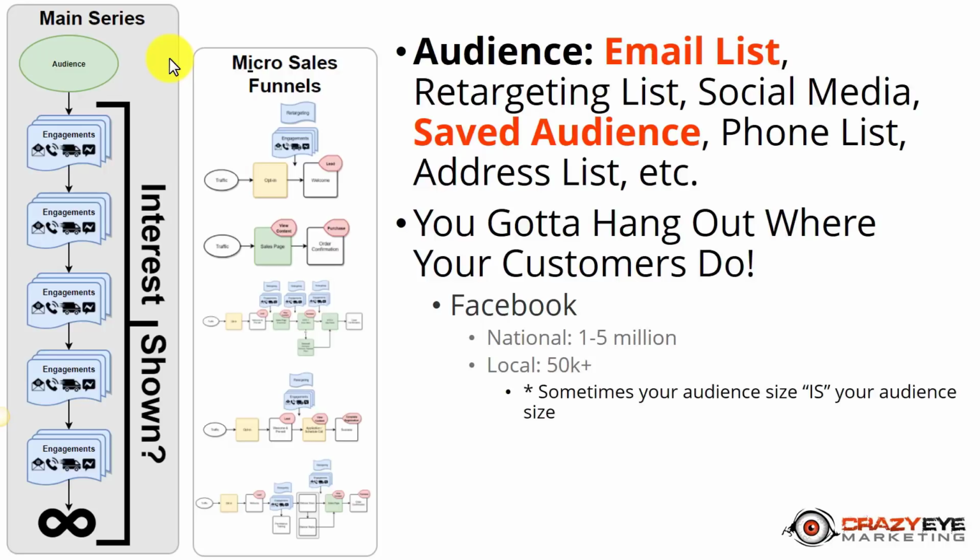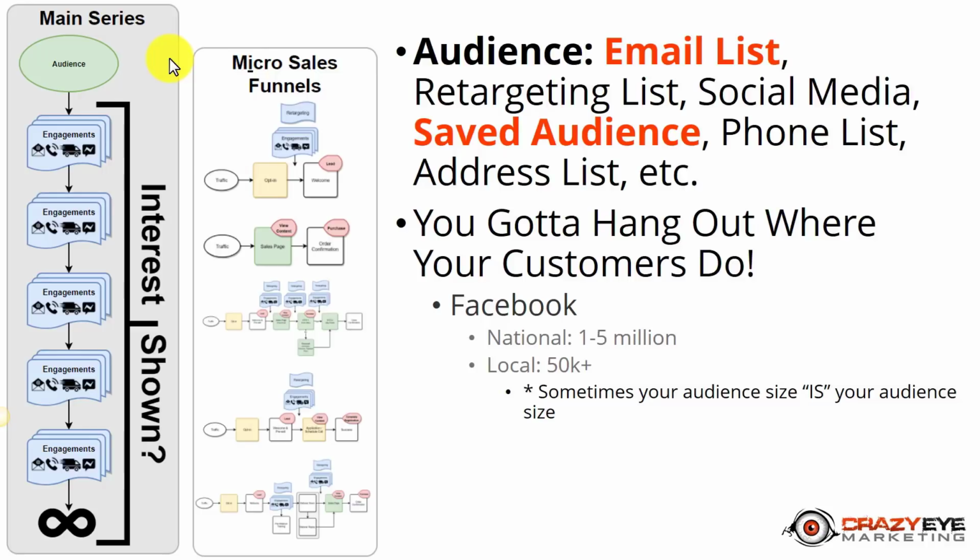Now also, sometimes your audience size is just what your audience size is. Like if you're selling jumbo jets, there are probably not 1 to 5 million people that are out there trying to buy a jumbo jet. Or if you're running local ads and you live in a rural area, you might not have 50,000 people that could become customers. You might only have 20,000. So in some instances, you just got to make do with what you have. But in an ideal world, for a national audience, you want between 1 to 5 million, and then a local audience, you want around 50,000 or maybe more.